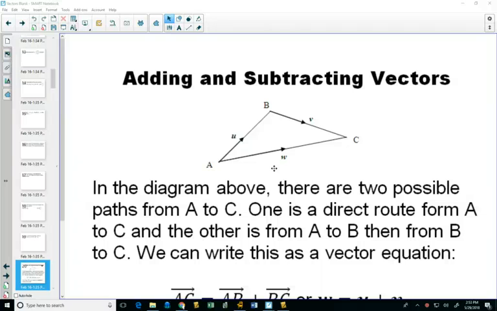Adding and subtracting vectors. So if you wanted to start at A and go to C, one way you could go there is directly by going from A to C. But if there was another pathway from A to B and another pathway from B to C, you could also get from A to C by first going to B and then to C.